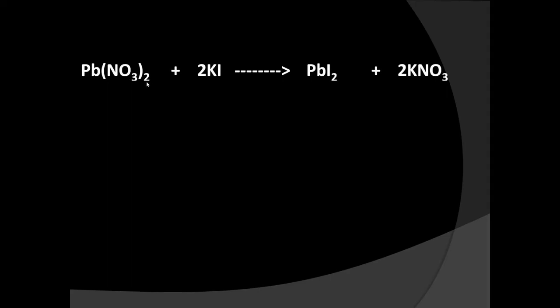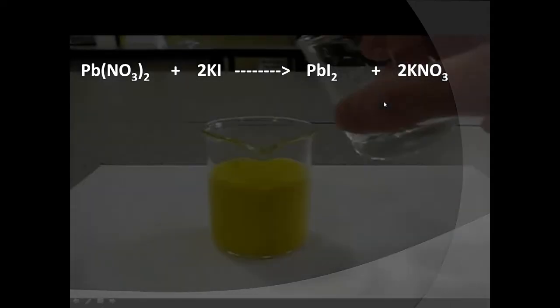Here, Pb(NO3)2 and potassium iodide. We have taken two compounds: one is lead nitrate and the other is potassium iodide. When these two compounds combine, there will be an exchange of atoms or ions and they can form lead iodide and potassium nitrate. Let us consider this example.